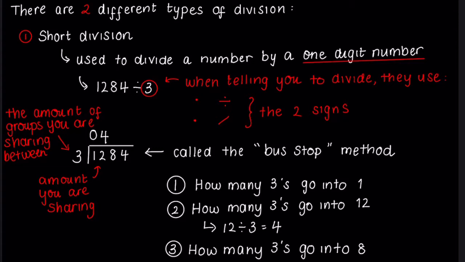So 3 times 2 gives us 6. You put the 2 above the 8, but we're left with a remainder of 2. So we're going to put that 2 next to the 4. Now you ask yourself, how many 3s go into 24? And again, if you know your times tables, 3 times 8 gives you 24. So you know that the number you need to put on top of the 4 is 8.